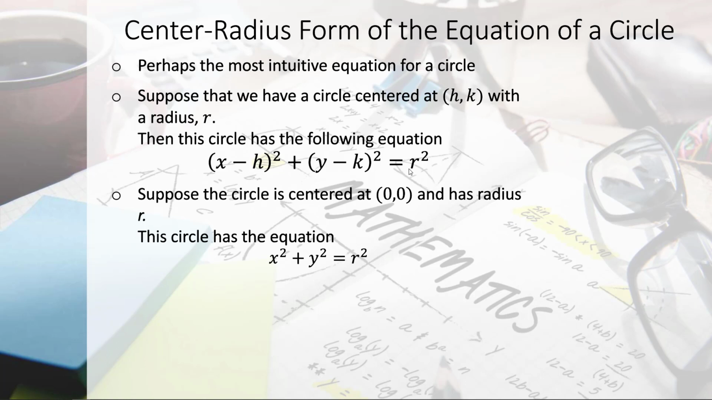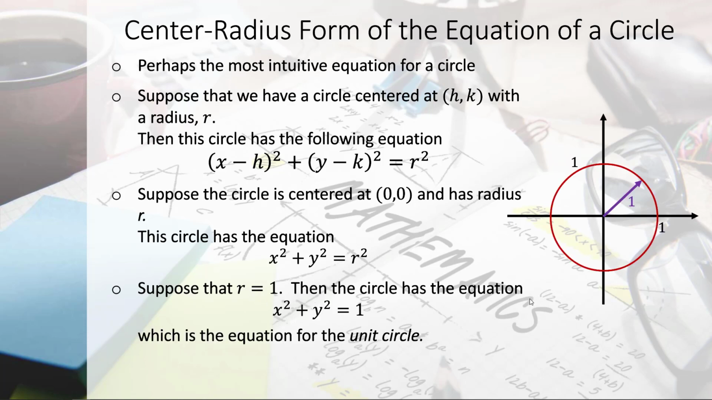So if you have a circle which has a center at 0, 0 and a radius r, then the equation for that circle is going to be x minus 0 squared, or x squared, plus y minus 0 squared, or y squared, and that will be equal to r squared. And suppose that r is equal to 1, well then you have the famous unit circle, which is something you will learn much about if you ever decide to take pre-calculus.